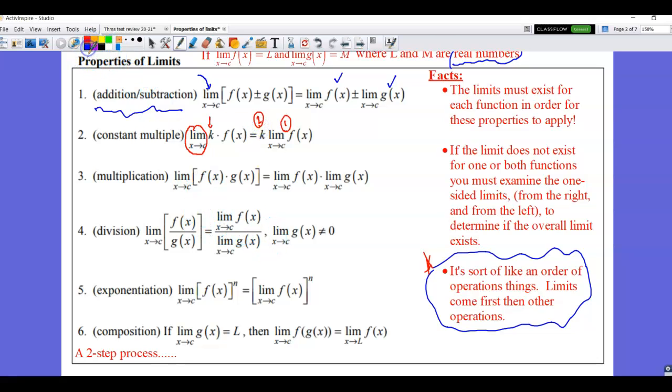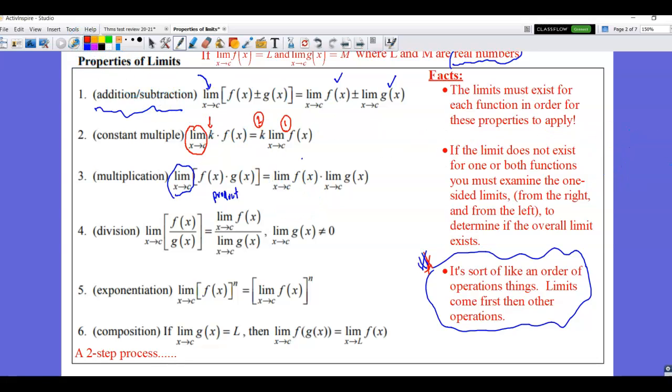Third property, same thing in almost every case. We're finding the limit as x approaches c of the product of two functions. Now, don't think product rule. We're not taking a derivative. These are simply limits. Instead, the order of operations thing: let's take the limit as x approaches c of the first function, then take the limit as x approaches c of the second function, and secondly, then we're going to multiply. So find the limit first, then apply the operation.